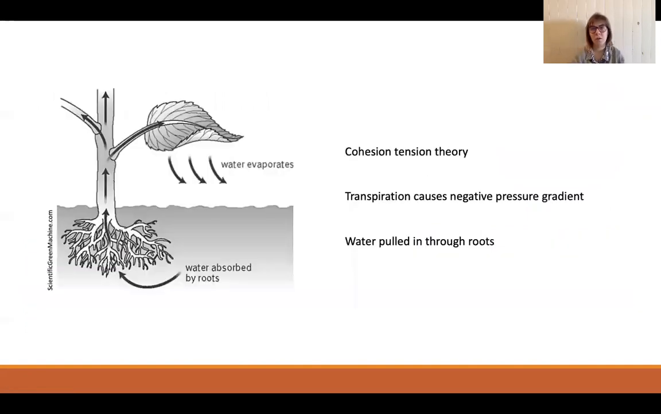Water transport in plants can be described by the cohesion tension theory. In the cohesion tension theory, leaves are losing water to the atmosphere, and this creates a negative pressure gradient all the way down through the plant to the roots. This creates a suction that pulls water in through the roots and up the plant body.